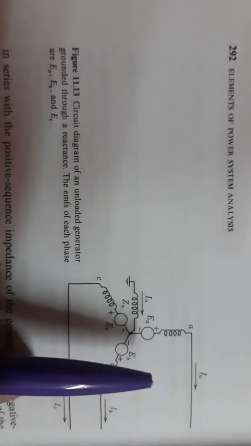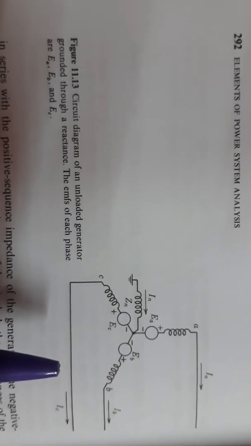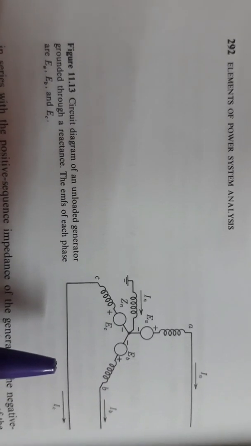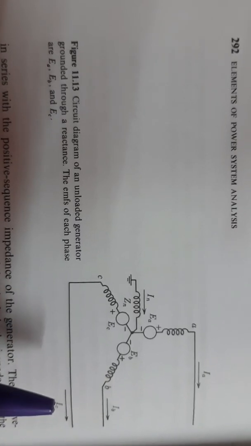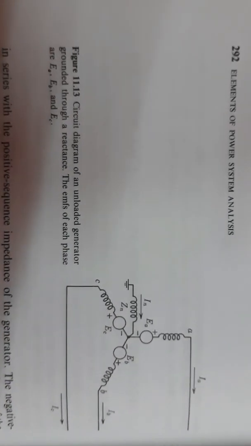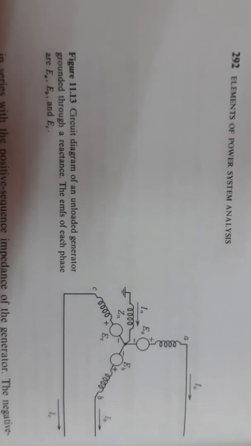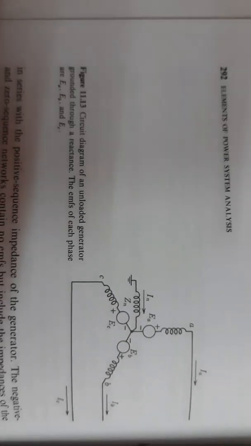Now this three phase circuit has to be converted into a single equivalent circuit, and we have to find the positive sequence, the negative sequence, and the zero sequence of it. First we have to find the balanced network. Now you see the balanced network of this one.